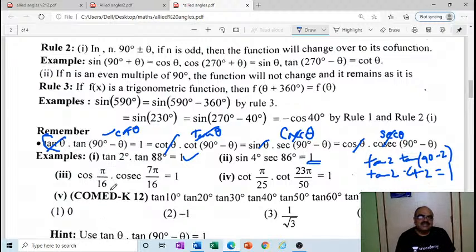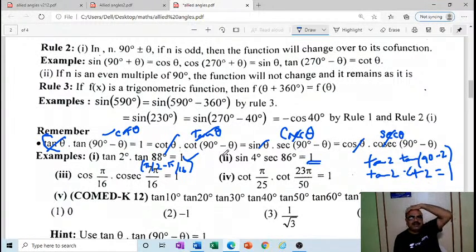Cos of pi by 16 into cosec of 7 pi by 16. Pi by 2 minus pi by 16, if you write, it will be 7 pi by 16. So cosec of pi by 2 minus pi by 16. Cosec of 90 minus theta is sec theta. It will be sec pi by 16. Sec pi by 16 and cos pi by 16 cancel, it is equal to 1.